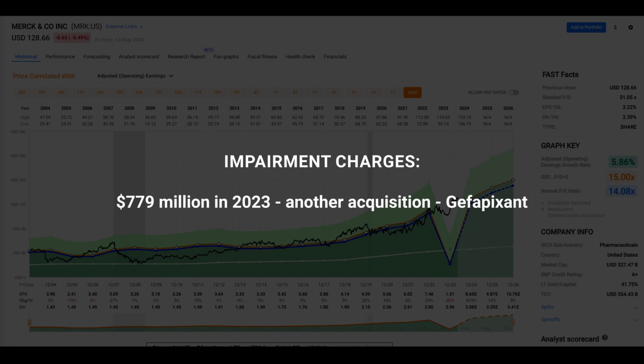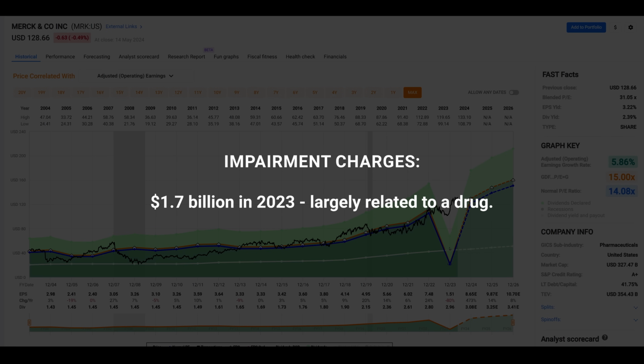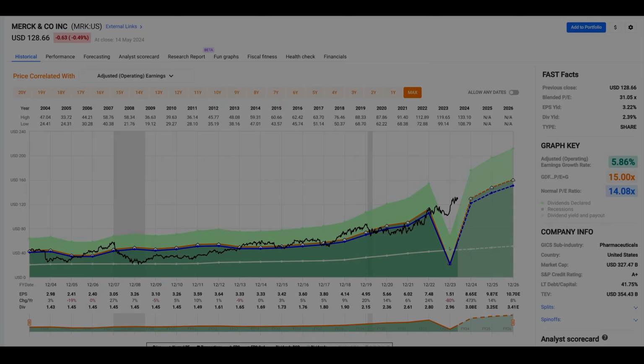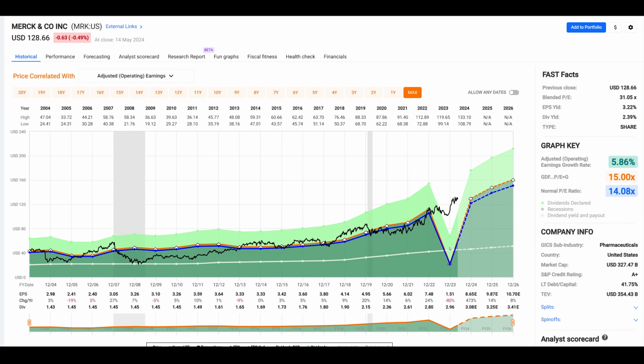As far as impairment charges, it was $779 million in 2023, primarily related to Gexapin, which again is another acquisition. They had $1.7 billion, largely related to a drug. And then as far as the future outlook, the potential for additional impairment charges, if other pipeline programs are canceled or delayed, would be a potential risk. So we can understand why the obvious drop in earnings happened. And so we want to look to the future.